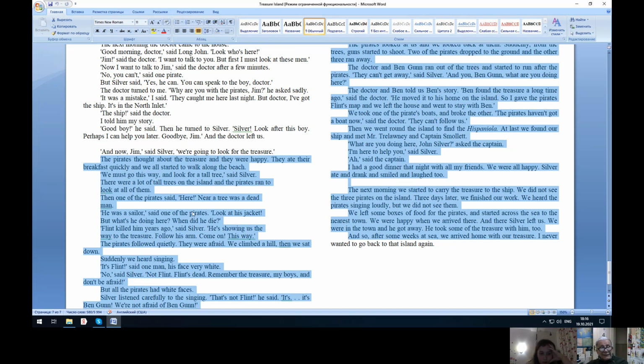Then one of the pirates said, "Here!" Near a tree was a dead man.